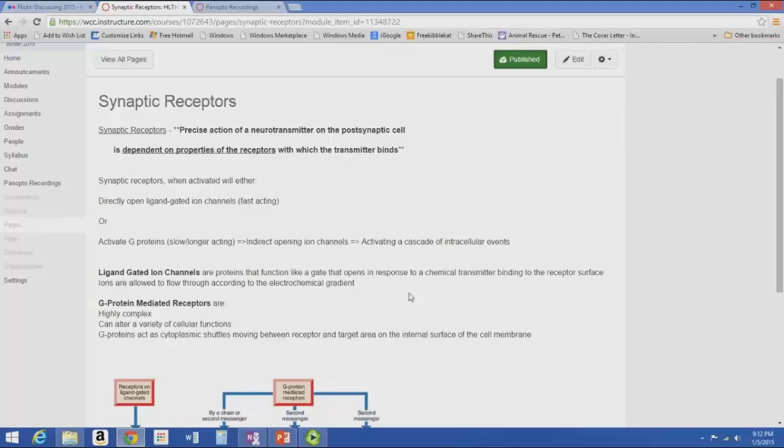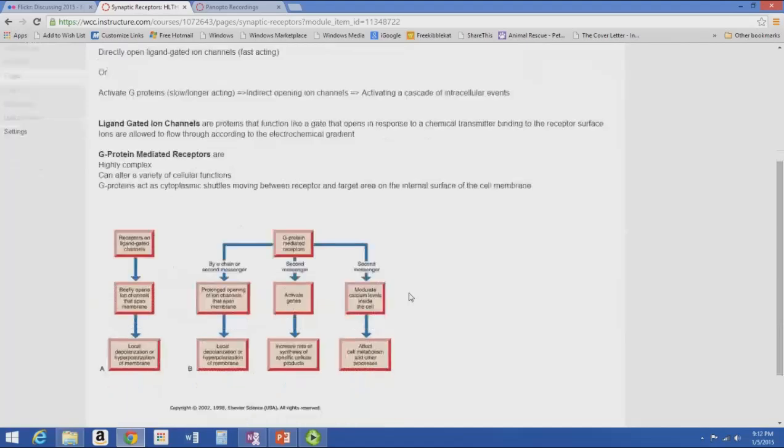So G protein mediated receptors, there is a ton of detail in the book which you do not need to know. All you need to know is G protein mediated receptors can do a ton of different things in the cell. They're highly complex, they can alter a variety of cellular functions. That's all you need to know.